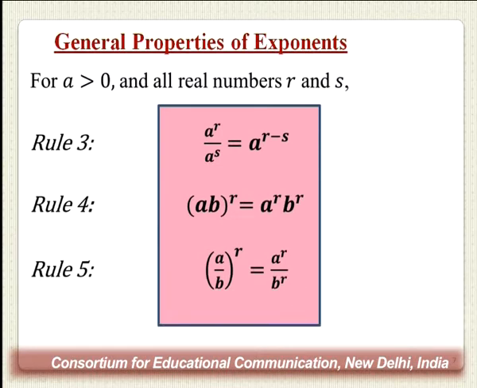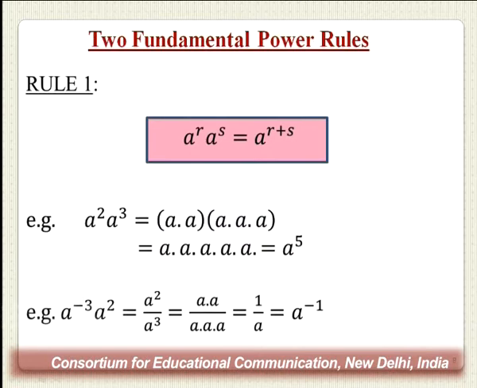Okay, so let's see how these rules work. Let's look at rule 1, which was A to the power R times A to the power S is equal to A to the power R plus S. Let us try and understand why this rule works.